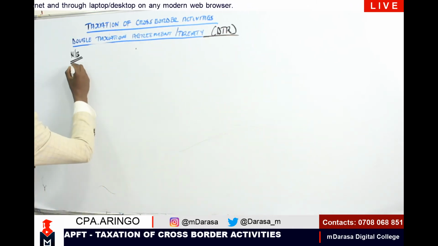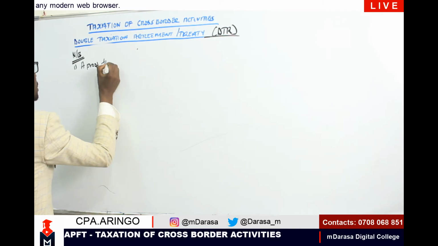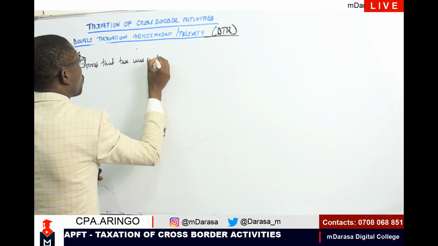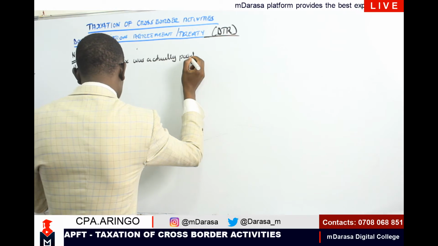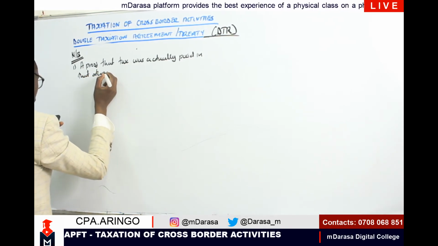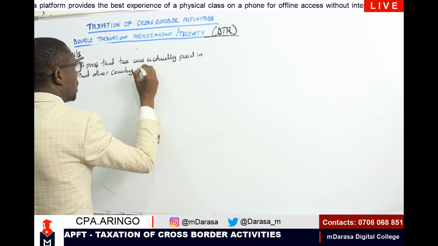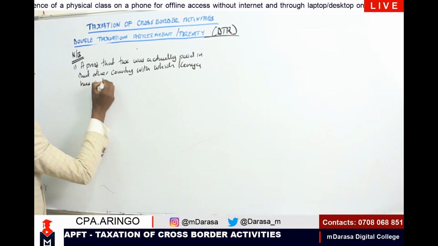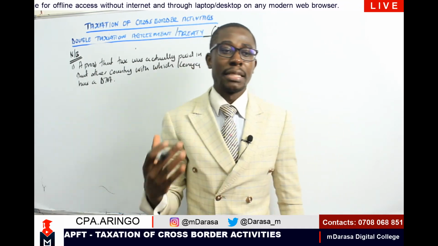So condition number 1 that must be satisfied will always talk about a proof that tax was actually paid in that other country with which Kenya has a DTA, meaning that I must prove that I actually paid my tax in that foreign country.